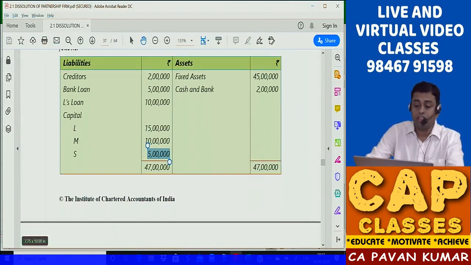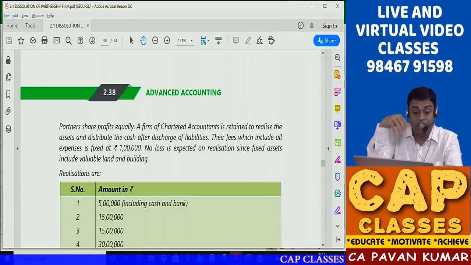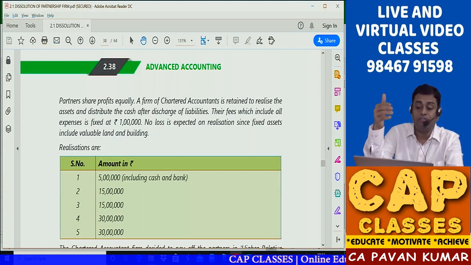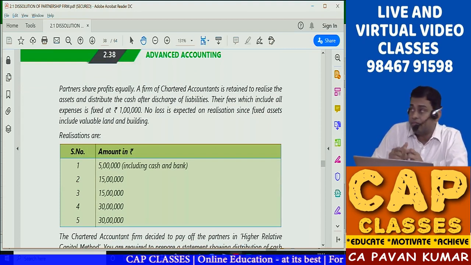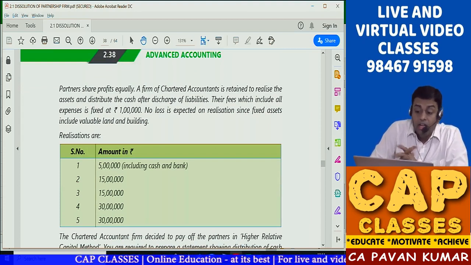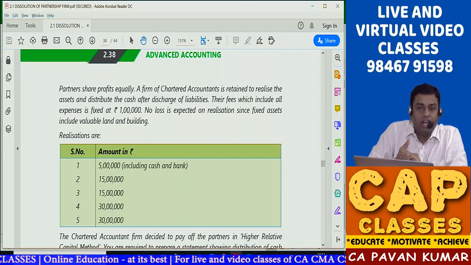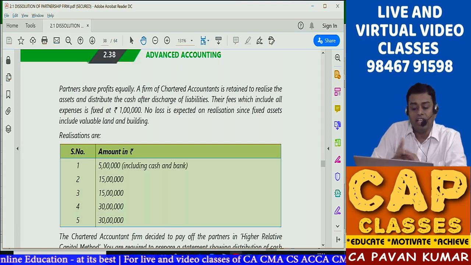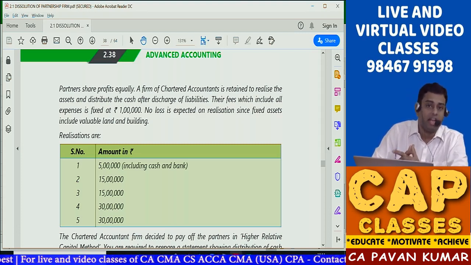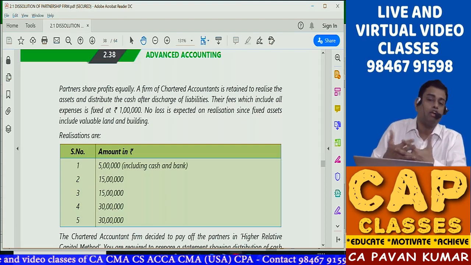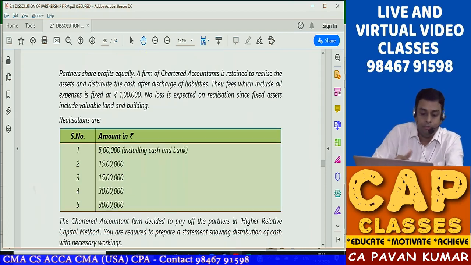Next, read the question. Assets and liabilities we have read. Partners share profits equally. A firm of chartered accountants is retained to realize the assets and distribute the cash after discharge of liabilities. Their fee, including expenses, is fixed at rupees 1 lakh. No loss is expected on realization since fixed assets include valuable land and building. That means ultimately partners are not going to lose any money. Maybe they might get more than what they have invested.